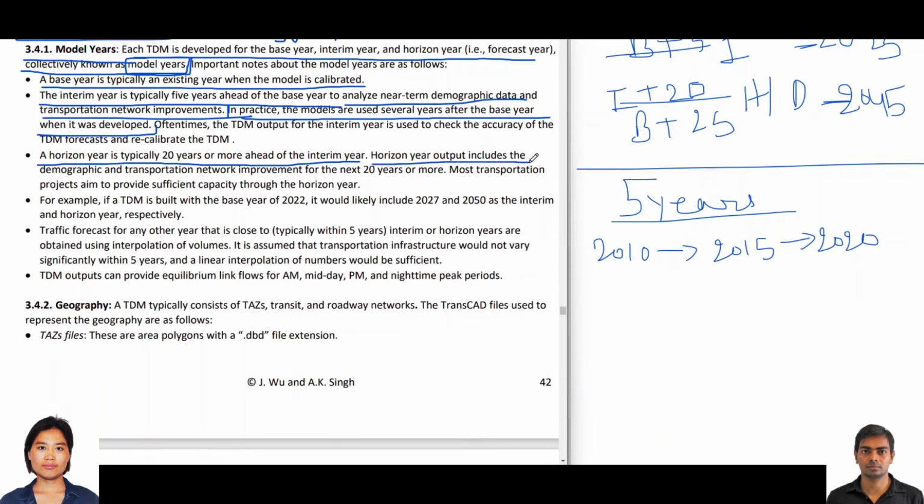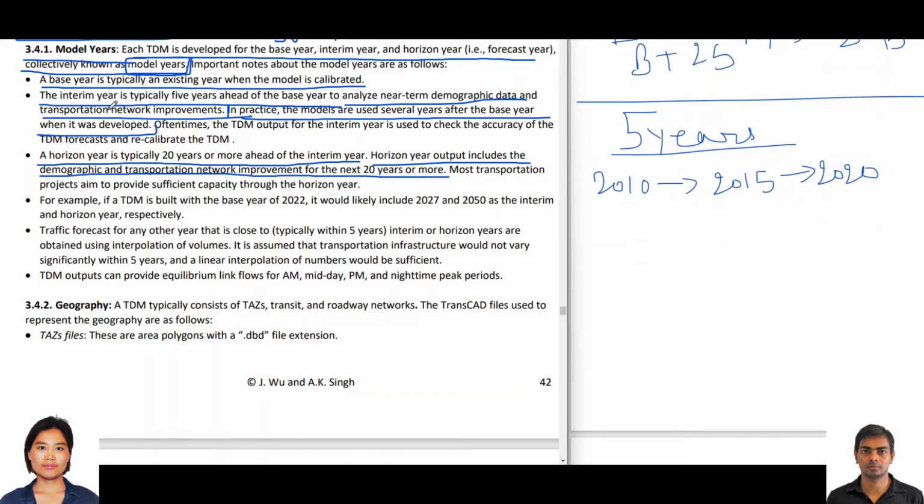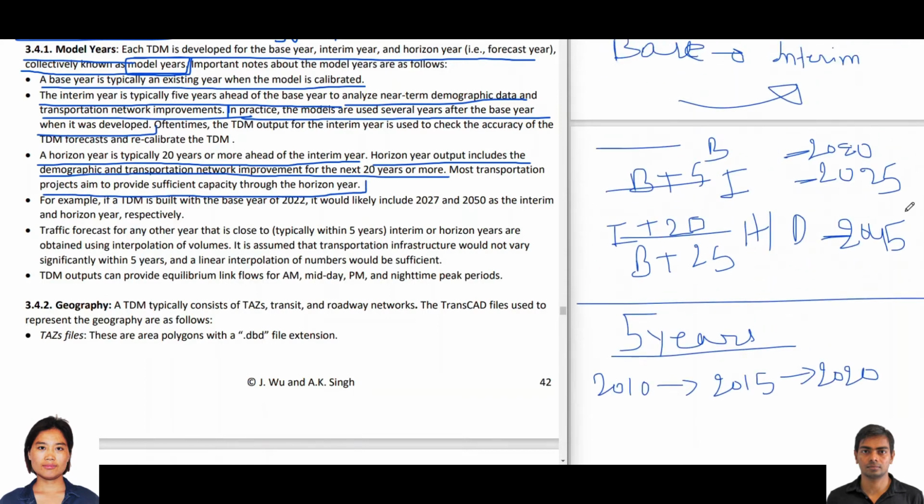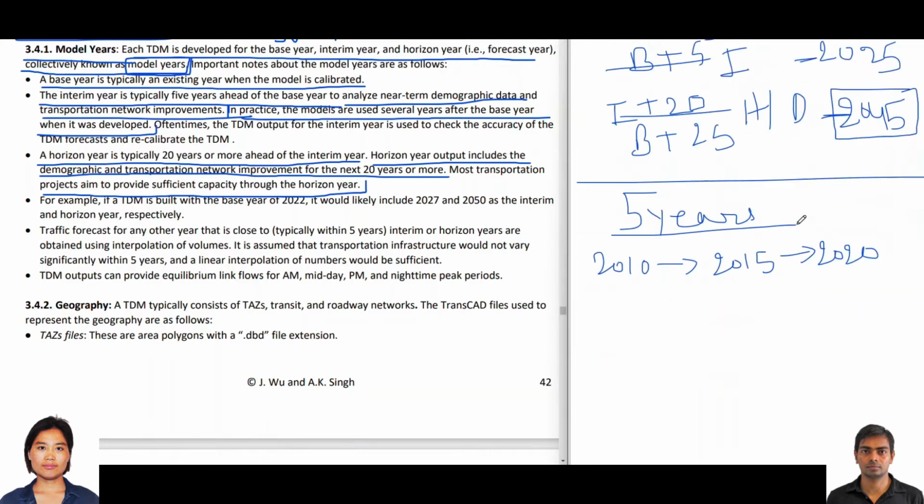Horizon year output includes the demographic and transportation network improvements for the next 20 years or more. So in the horizon year, we are looking at all the improvements and all the land developments that are already going to be there. Most transportation projects are for the future and aim to provide sufficient capacity through the horizon year. That's why the horizon year model is very important.